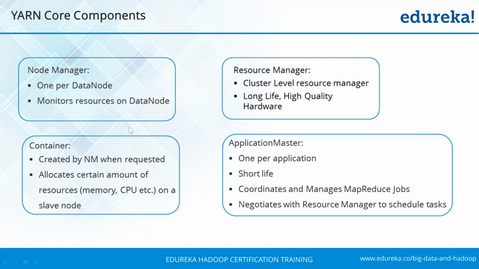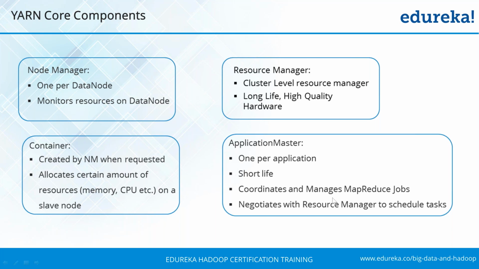The node manager creates the containers for running the applications, and it monitors the resources on the data node. Containers are nothing but an allocation of a group of resources, in the form of memory and CPU, on every slave node. Whenever you submit a job, the mappers and reducers that are generated run in the containers only. These containers are created by the node managers when requested by the application master.